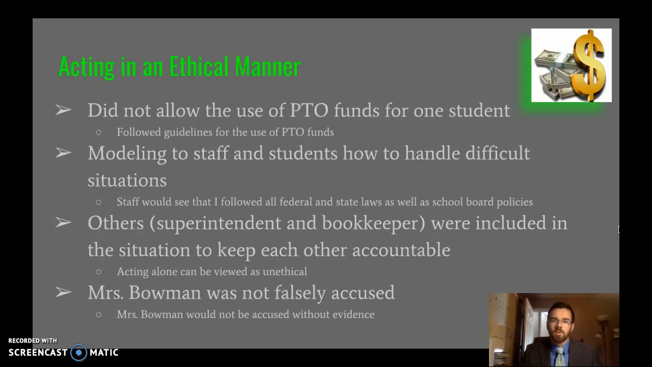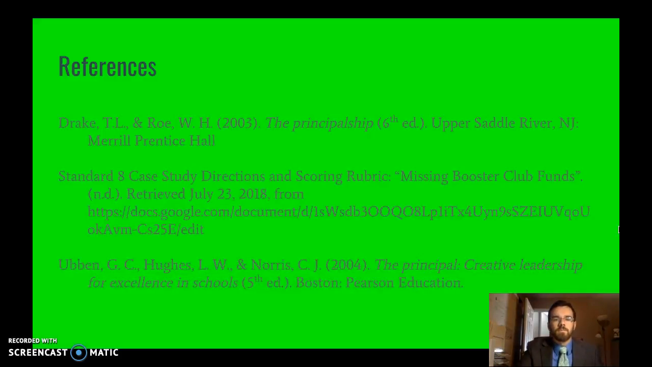I did not make decisions alone as Principal Stevens. Acting alone can be viewed as unethical. And then lastly, Mrs. Bowman was not falsely accused. Mrs. Bowman would not be accused without evidence. We don't have evidence, we cannot accuse her. These are the references that I used for this, and I feel that I learned a lot during this assignment on how to address different issues when it comes to using money.